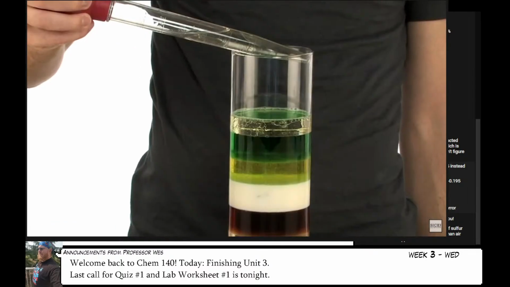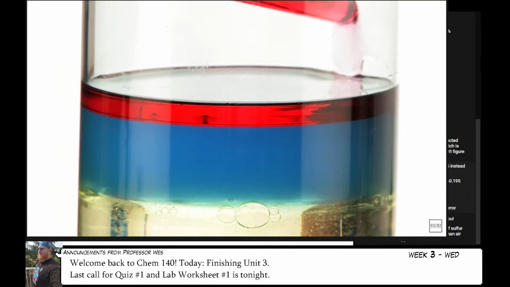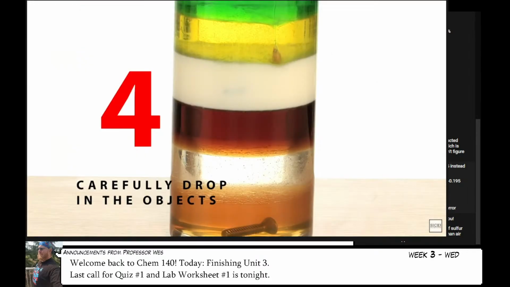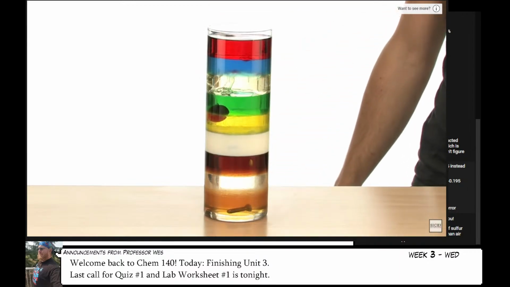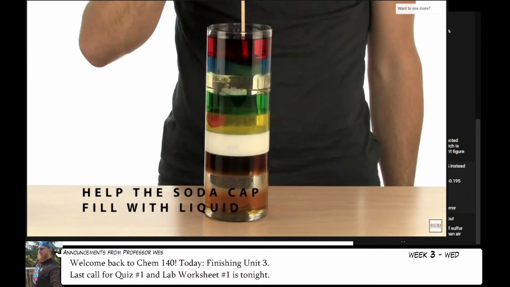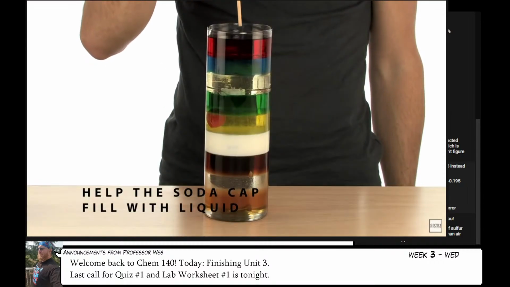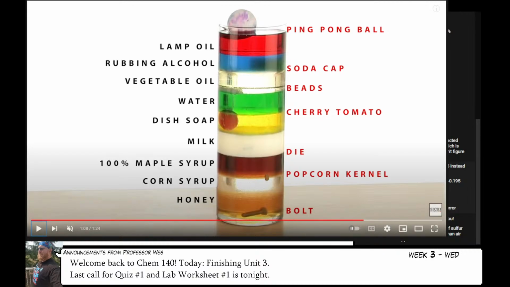And as long as you are careful about this, you will not create layers that mix with each other, and they all separate out. And then you can drop in the objects, and the objects will fall to the correct layer based on their density. And so there we go.